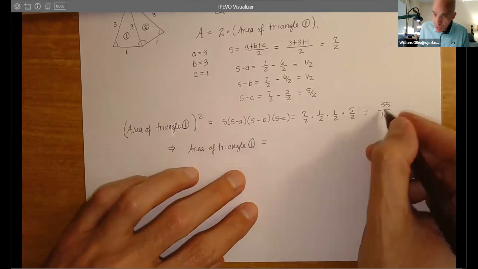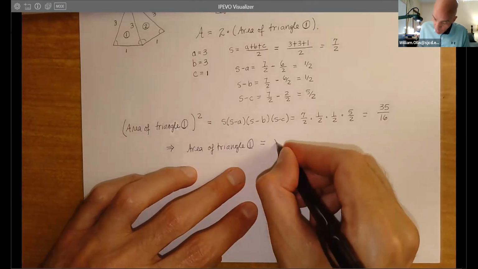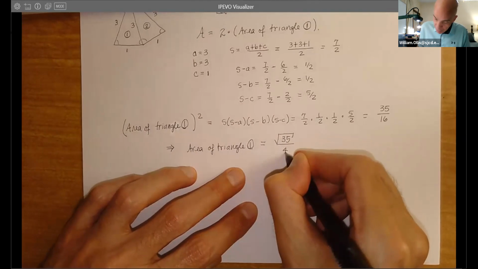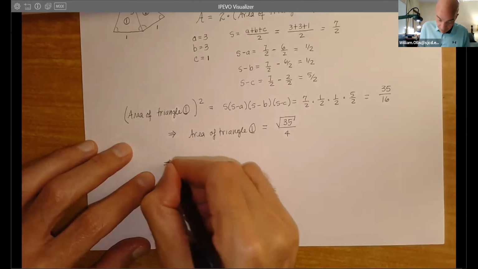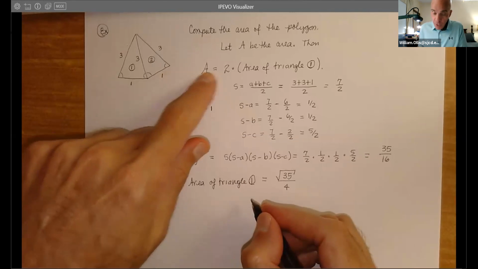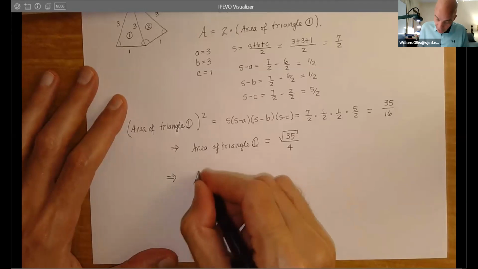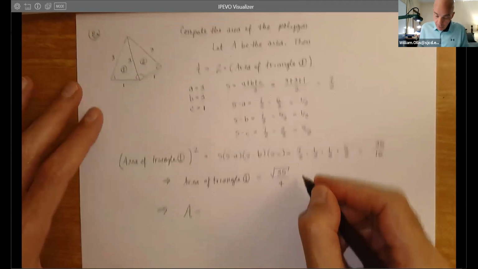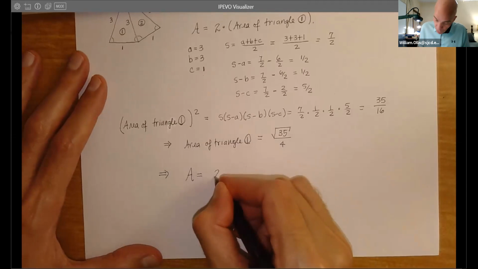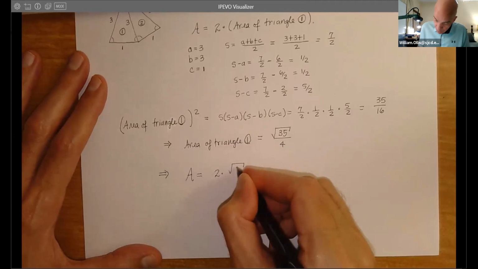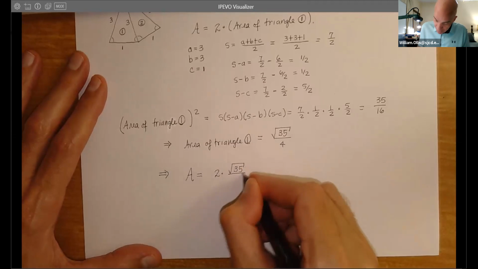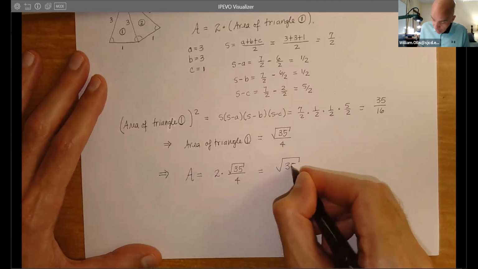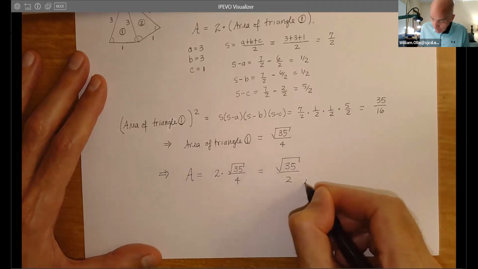So this implies, if we take positive square roots, the area of triangle 1 will equal just the principal square root of this, which is square root of 35 divided by 4. So this implies the area of the figure is just twice that. So A, which we find to be the area of this polygon, will be 2 times the square root of 35 divided by 4, which is square root of 35 divided by 2.